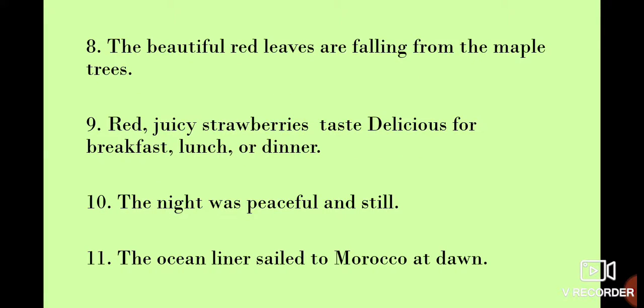Let's continue. Number 8, the beautiful red leaves are falling from the maple tree. In this case, the subject is the beautiful red leaves. Number 9, red, juicy strawberries tastes delicious for breakfast, lunch, or dinner. In this case, red, juicy strawberries is the subject. The night was peaceful and still. In this case, the night is the subject. The ocean liner sailed to Morocco at dawn. In this case, the ocean liner is the subject, and then we have the predicate.